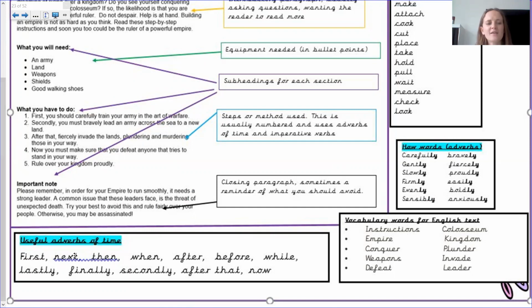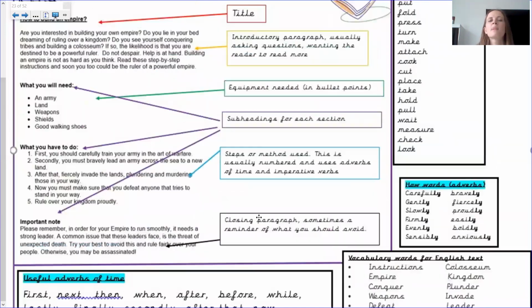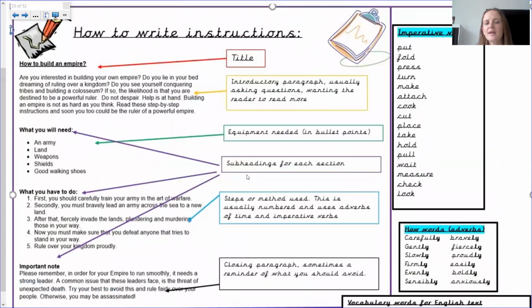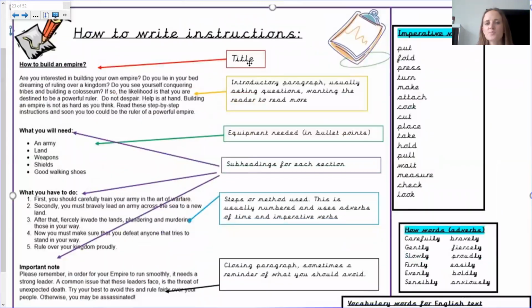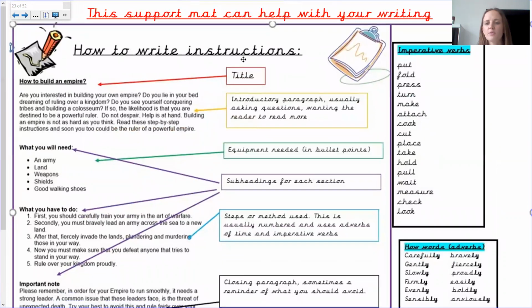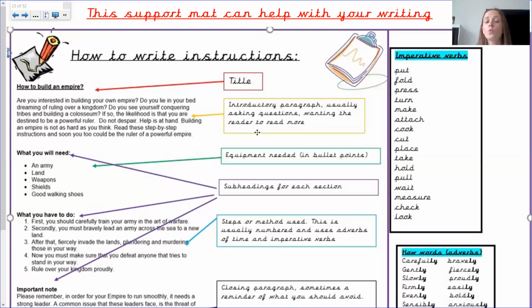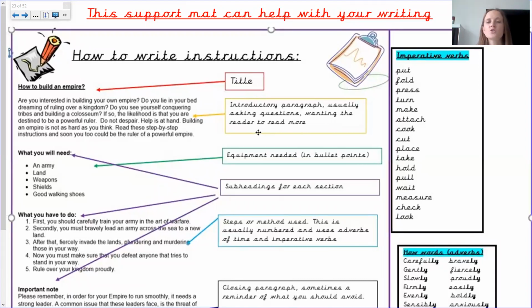We've also got some useful adverbs of time. So like first, next, then, when, after, before, while, lastly, finally, secondly, after that, now. I'm going to remind you that your writing needs to be in the second person. So you're referring to the people as you or your. You shouldn't say I or we or me. So make sure you're using the correct perspective. Make sure you're writing in the second person perspective.